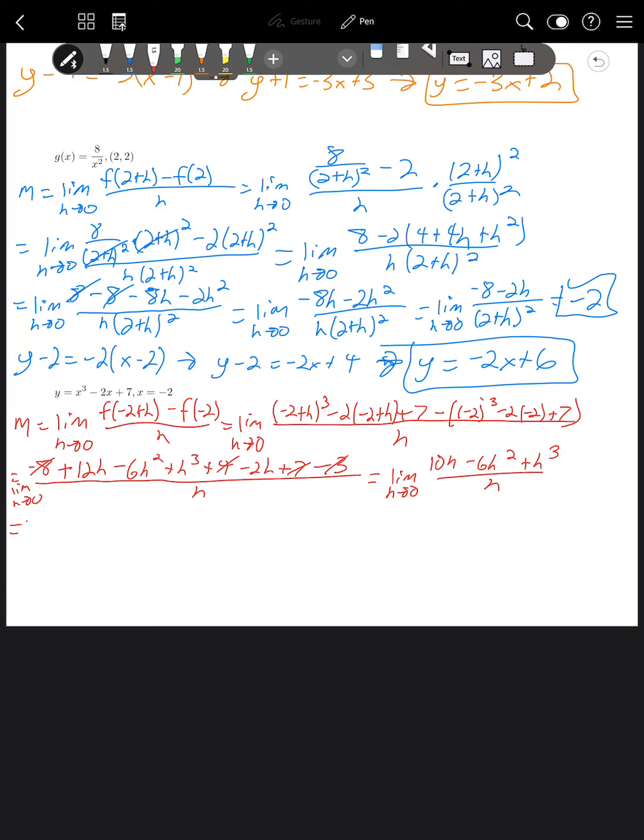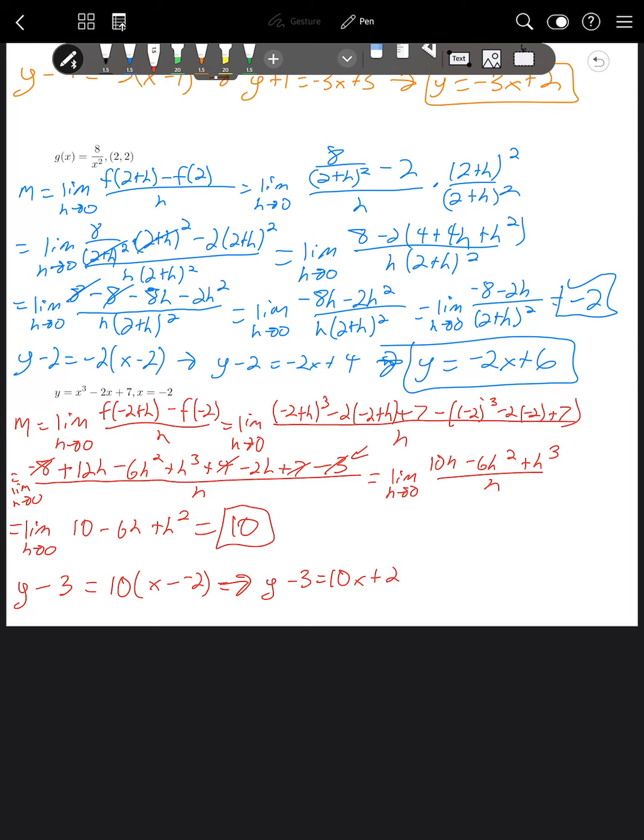And now we can cancel out an h. So this is the limit as h approaches 0 of 10 minus 6h plus h squared. Plug in 0 for h and you get 10. Okay, and so now we can find the point. So y minus this, remember, was f of negative 2. So y minus 3 equals 10 times x minus negative 2. So distribute: y minus 3 equals 10x plus 20, and then add 3 to both sides. So y equals 10x plus 23.